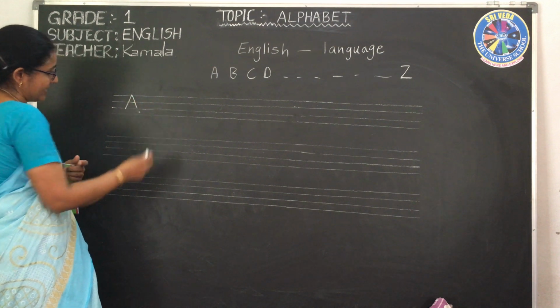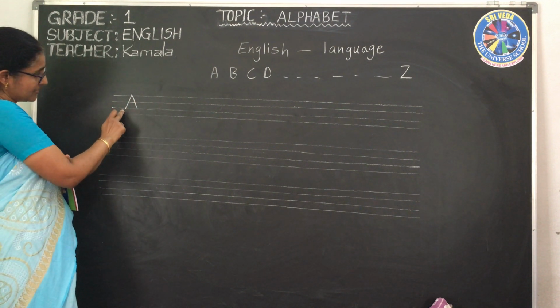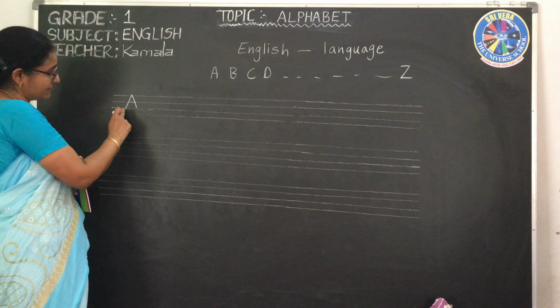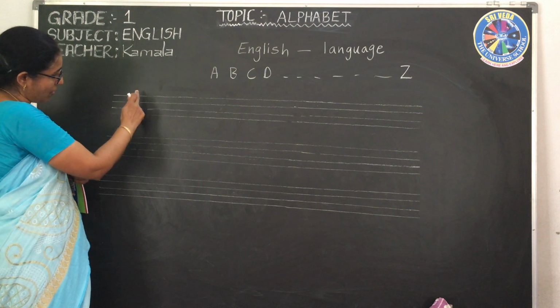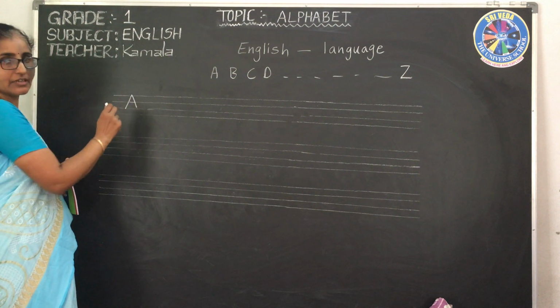This is how we write A. See, we start from the center. There are center 2 lines. We start from there, go up, touch the top line and then come down. Only in the first 3 lines.